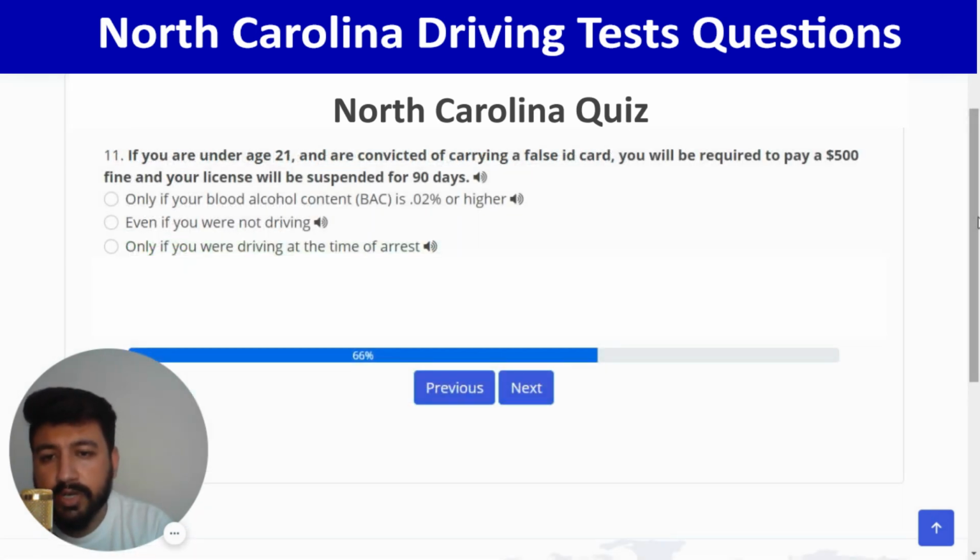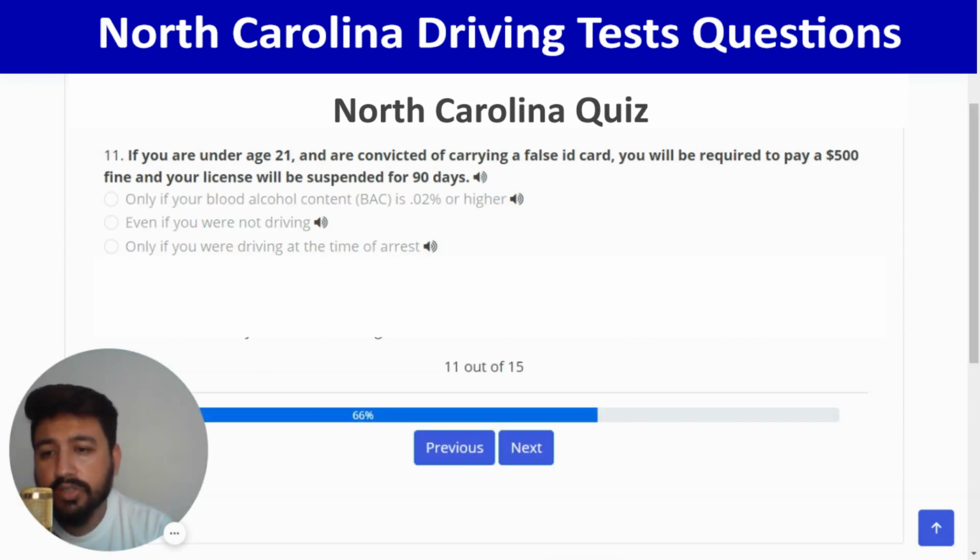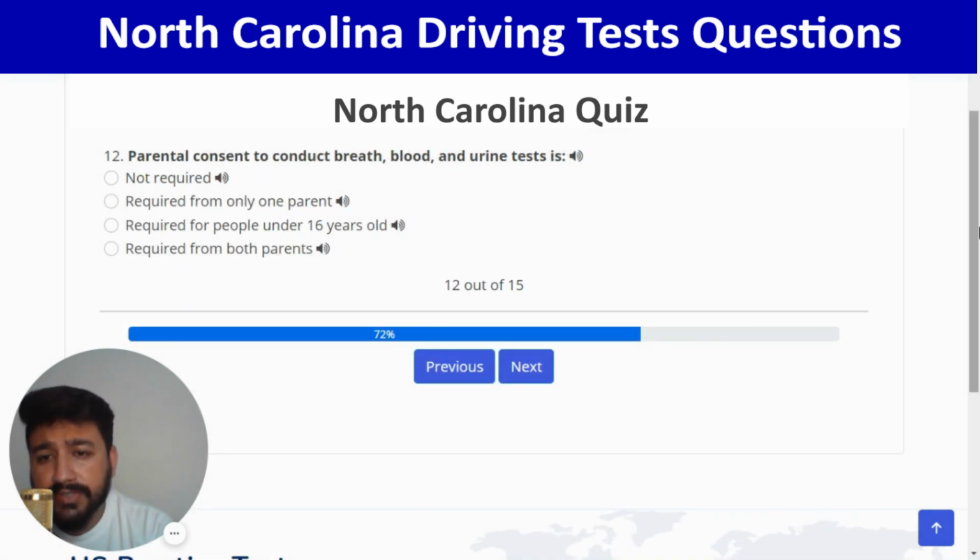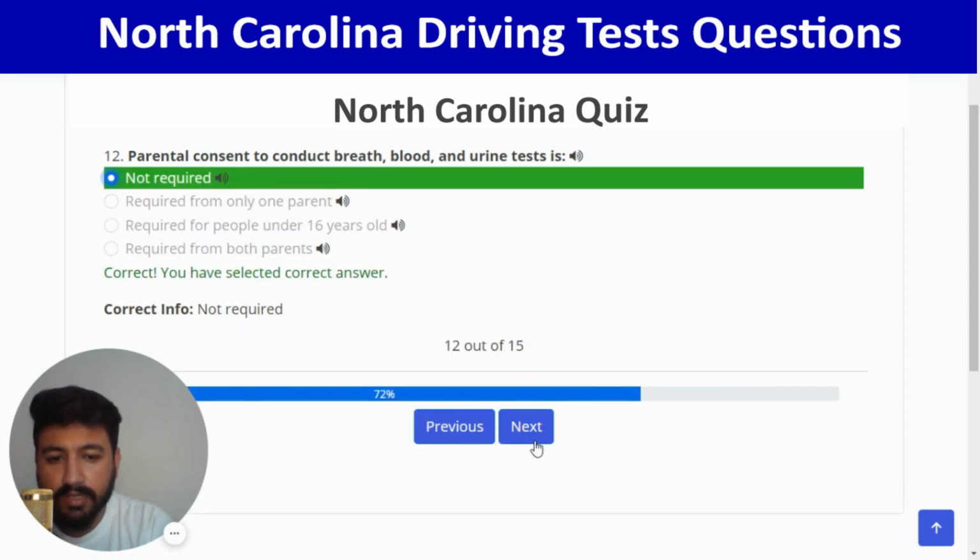If you are under age 21 and are convicted of carrying a false ID card, you will be required to pay a $500 fine and your license will be suspended for 90 days. So the right answer of this question is even if you were not driving. So the second option is the right one. Parental consent to conduct breath, blood, and urine tests is... The right answer is not required. So I'm going to click on the first option, correct, and next.